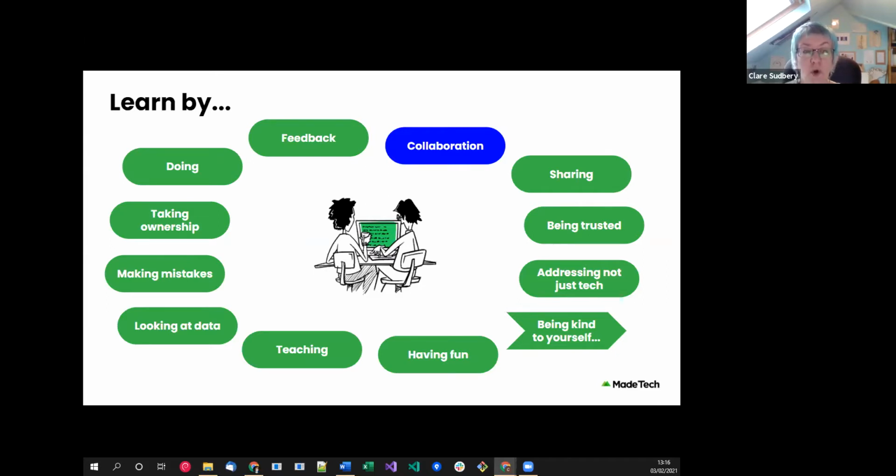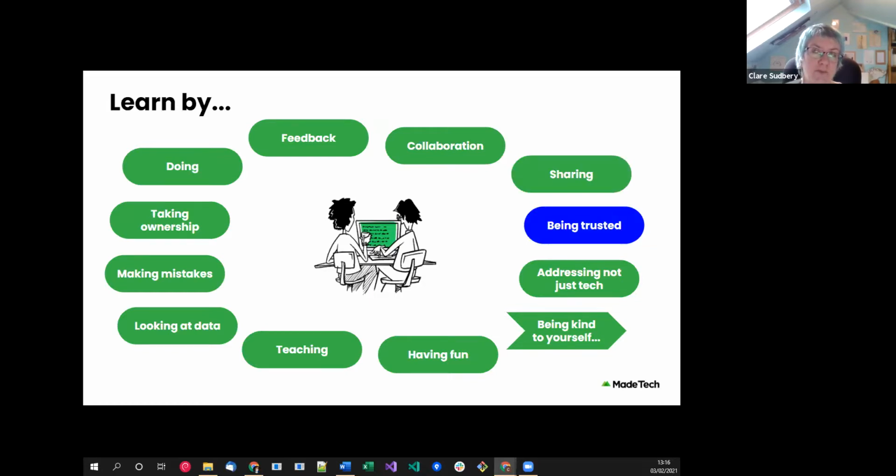Collaboration I've mentioned before, but when you work with your colleagues, then you can learn from them and they can learn from you. And the more strongly you encourage collaboration, encourage people to work together rather than in isolation, the easier it is for people to learn. And sharing is a similar thing. So sharing resources, sharing ideas, that's another way that we learn.